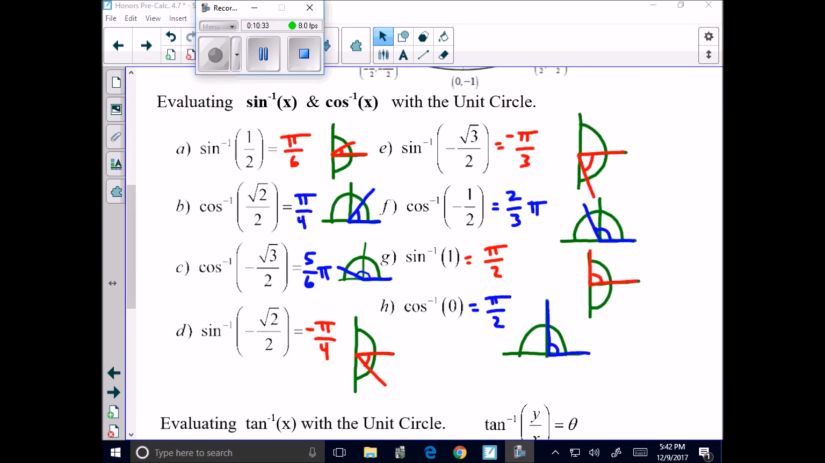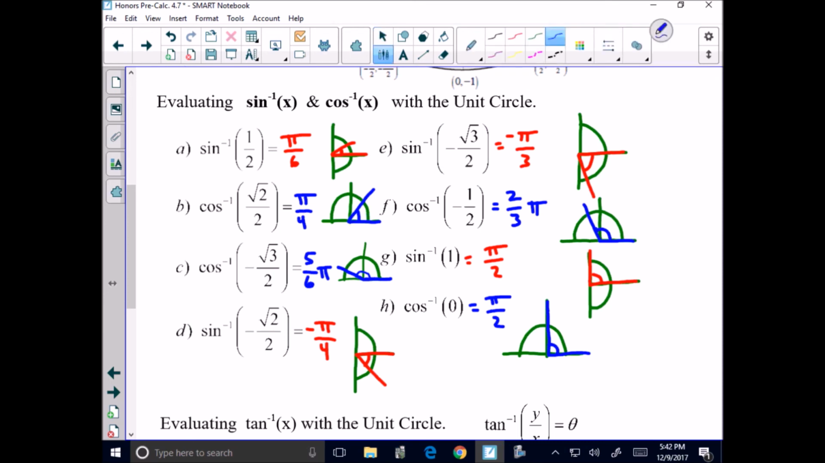All right, guys, so taking a look at these, remember that the inputs are going to be ratios and the outputs are going to be rotations where we see those ratios on the perimeter of the unit circle. So right here, looking at inverse sine of 1/2, we're looking at where we have the ratio of y equals 1/2 on the perimeter of the unit circle, and we can say that that happens at the first stop in the first quadrant, so that would be pi over 6.